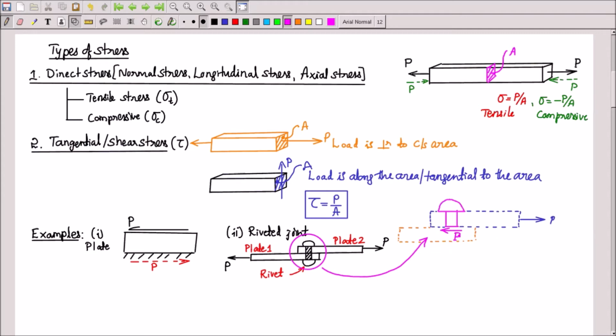That P is divided by the cross-section area of the rivet. The rivet cross section will be circular. Diameter is d. So the area of cross section of the rivet is pi d squared by 4. So shear stress will be equal to P by pi d squared by 4, P by A. Since the load is tangential to the cross section of the rivet, we call the stress P by A for the rivet as shear stress.